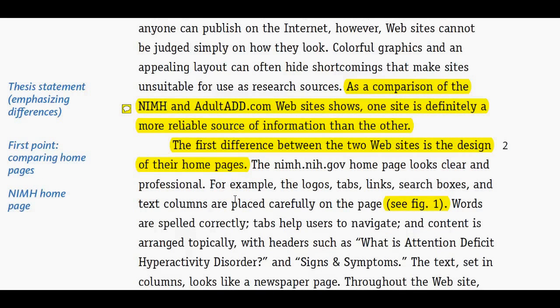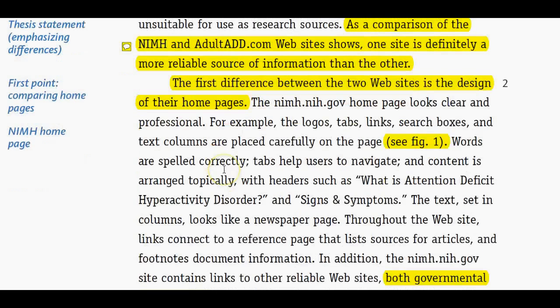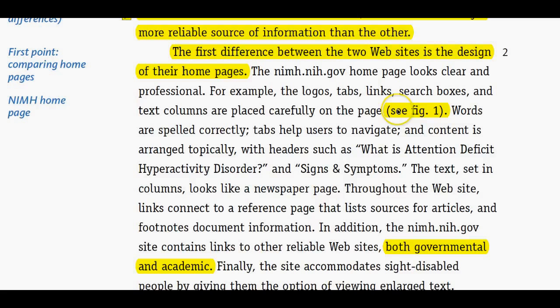The topic sentence: the first difference between the two websites is the design of their home pages. The author goes on to explain, but what's good is the author also includes a visual, which is a very strong piece of evidence if it fits well in your paper. See Figure 1. Let's go there.